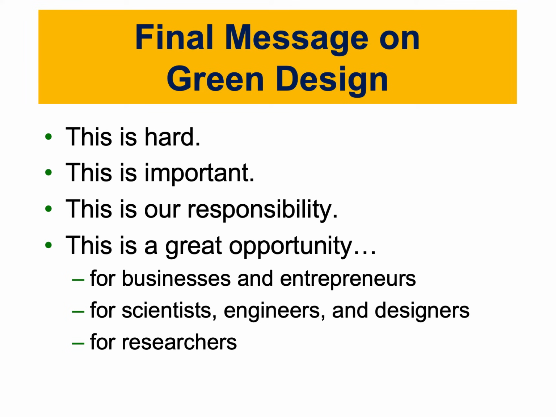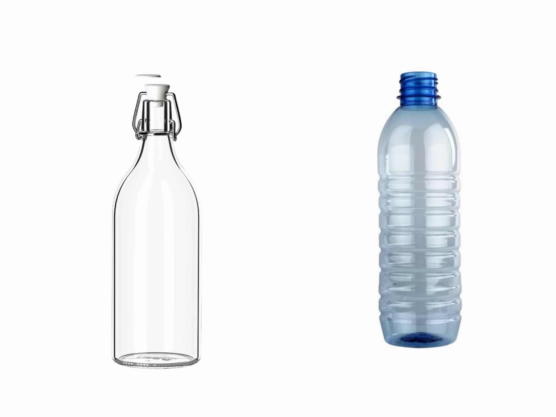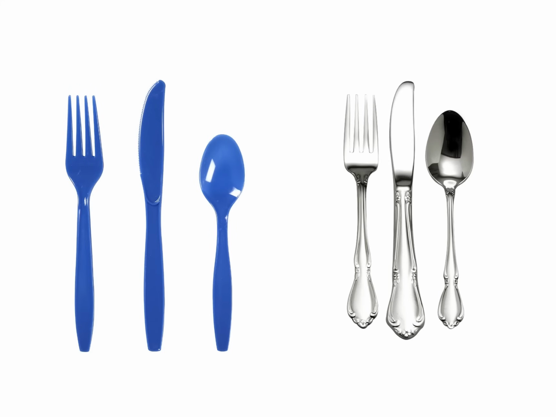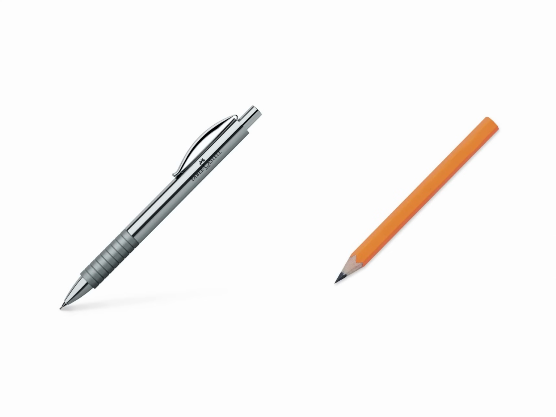I hope that you keep this in mind when you design your product and you need to make your decisions. I will leave you with five slides. I know that you will make the right decisions to think of which one you want to use. Paper against plastics, so paper, glass or plastics, energy saving bulbs or regular bulbs, plastics or silverware, driving a car or your bicycle, using a pencil or a fancy pencil that's made of plastics as well.